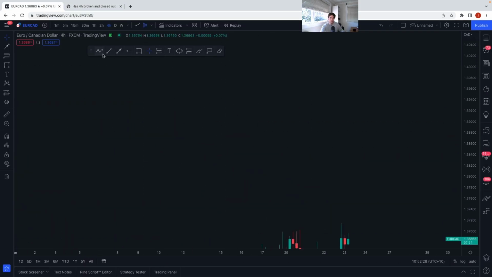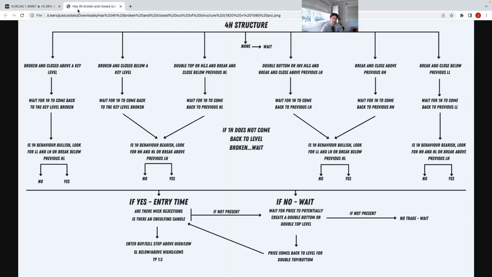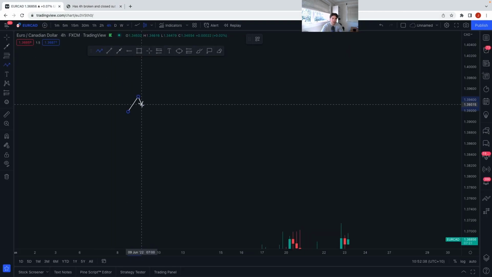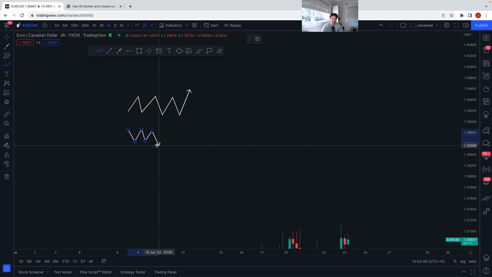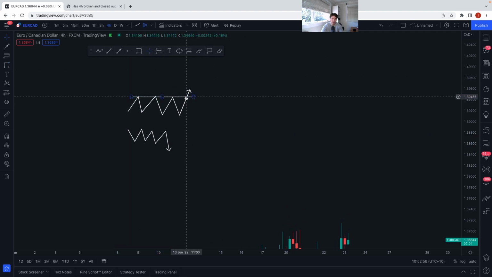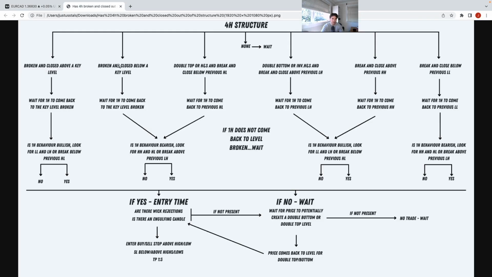So if we start at the left, it was broken and closed above a key level, broken and closed below a key level. Okay, so we're on the 4-hour here, and this is just a consolidation breakout, break and close above a key level, or if we look to the bottom, broken and closed below a key level. That is all that is. Okay, so we can see a key level right here and a key level right there. That is literally all this first step is. If you can identify that, great. That's all you need to do.